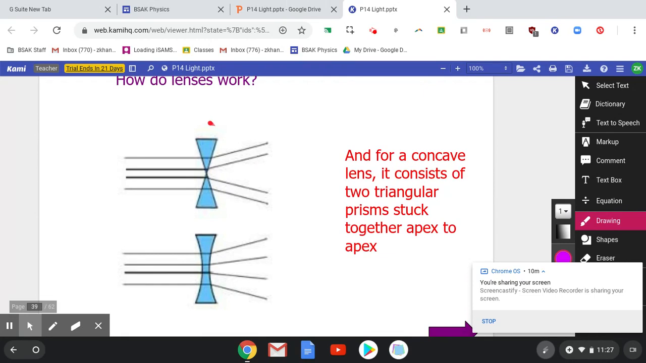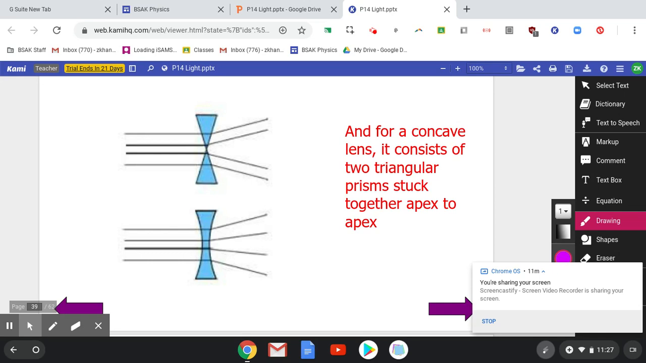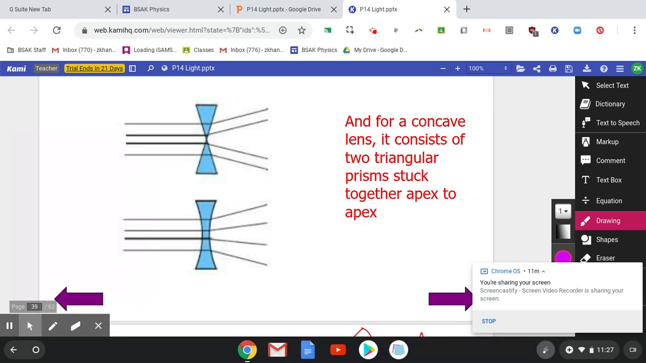And here we have 2 triangular prisms facing point inwards, showing a concave lens, thin in the middle, thick on the outside. And the same way, what will happen is light will enter and bend away from the normal as it exits, bend towards the normal on entry.